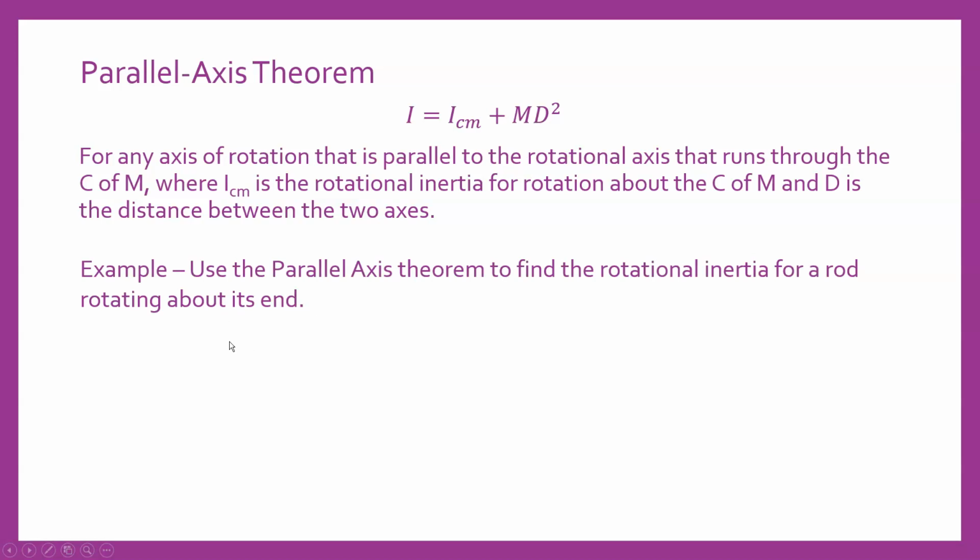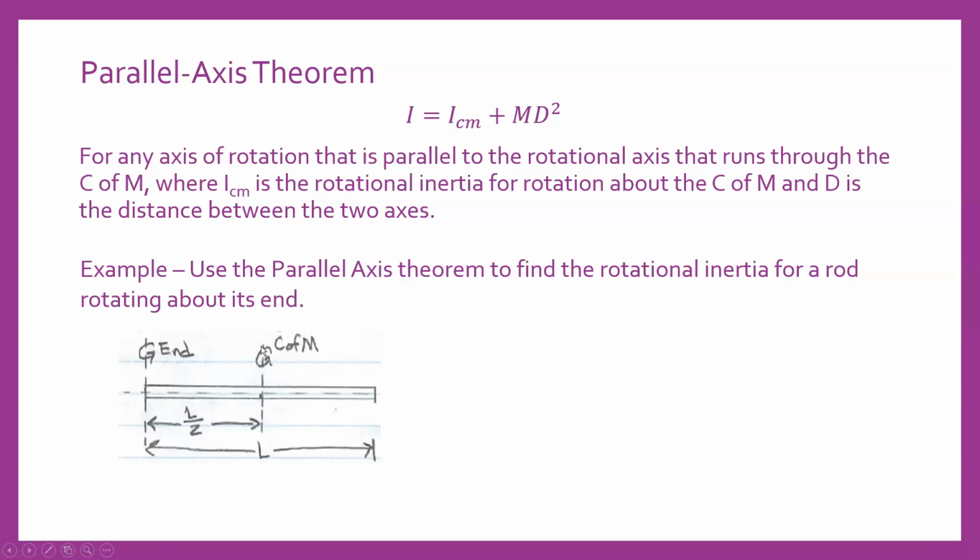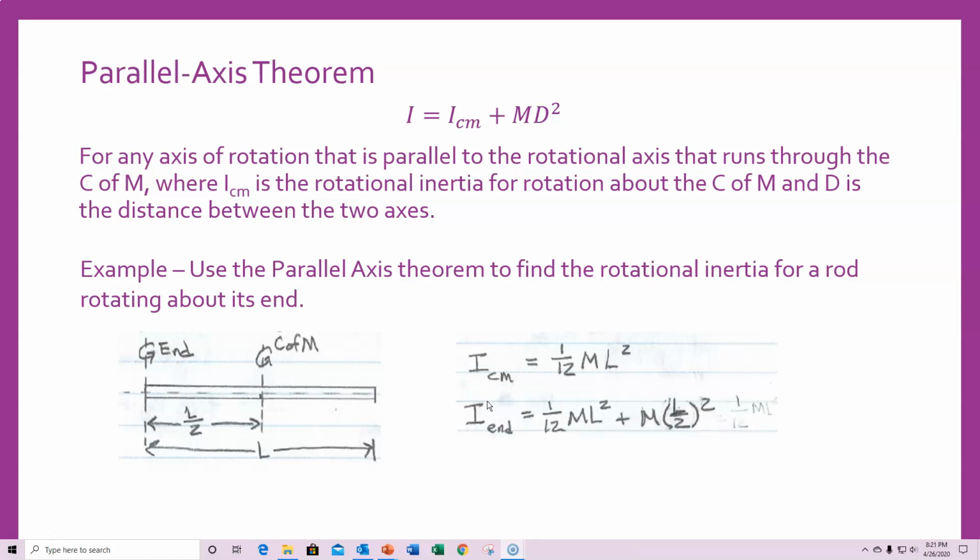Use the parallel axis theorem to find the rotational inertia for a rod rotating about its end. So here we have our rod, and we have our axis of rotation through the center of the mass. We want to find the rotational inertia for the rotation around the end of the rod. We know that the rotational inertia through the center of mass, we solved this problem a couple minutes ago, is 1/12 ml squared. Using the parallel axis theorem, the rotational inertia around the end of the rod is going to be equal to the rotational inertia through the center of the mass plus the mass of the rod times the distance between the center of mass and the end of the rod, which of course is L/2 squared.